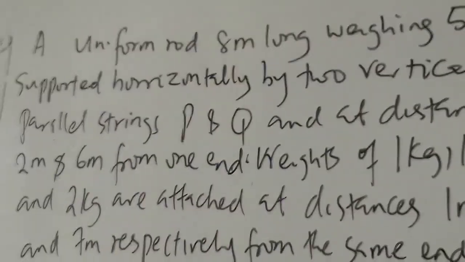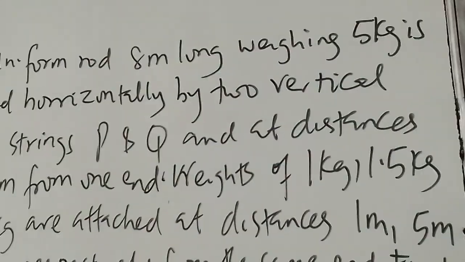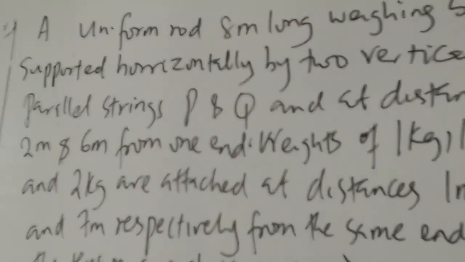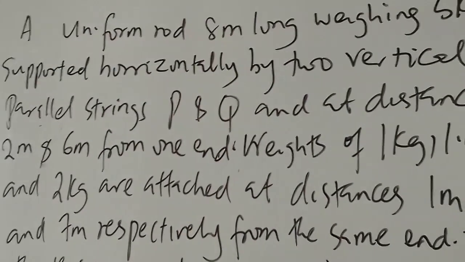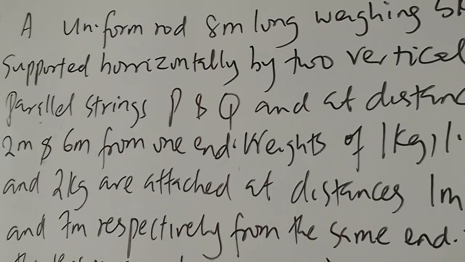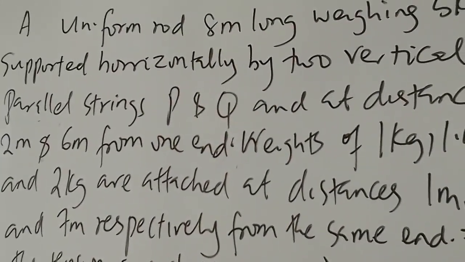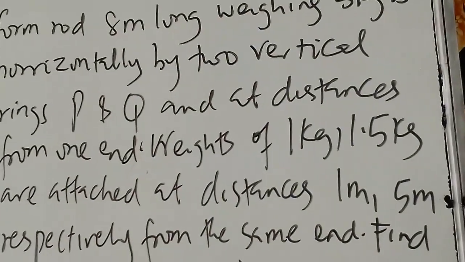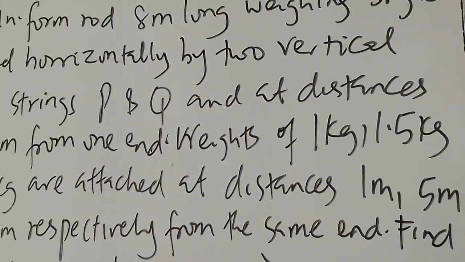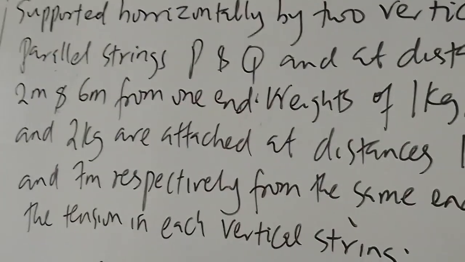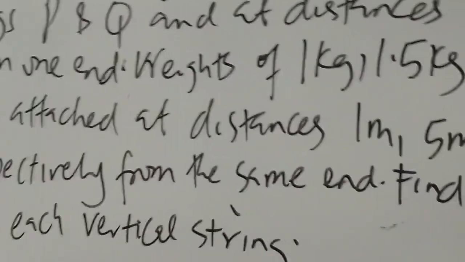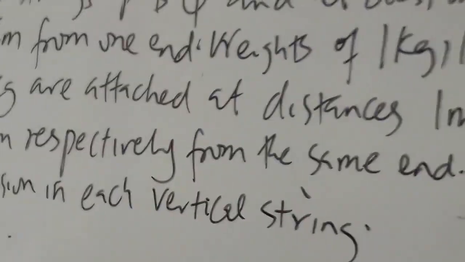Repeat the statement again. A uniform rod 8 meters long, weighing 5 kg, is supported horizontally by two vertical parallel strings, P and Q, at distances 2 meters and 6 meters from one end. Weights of 1 kg, 1.5 kg and 3 kg are attached at distances 1 meter, 5 meters and 7 meters respectively from the same end. Find the tension in each vertical string.